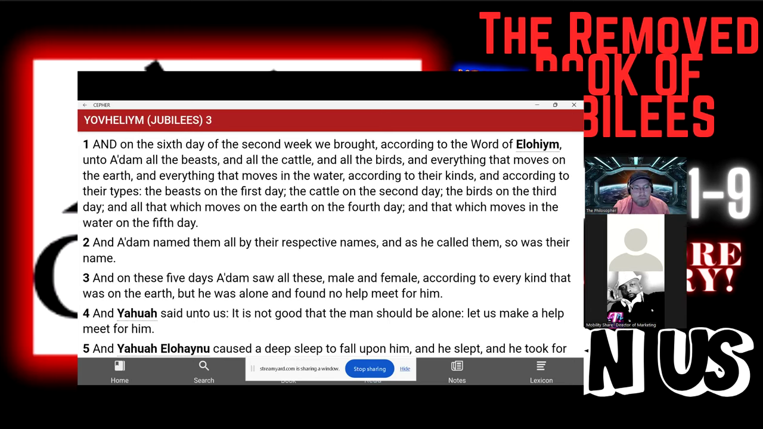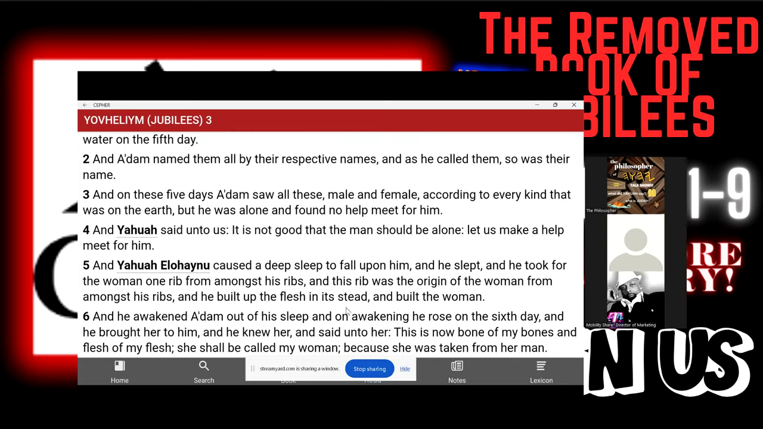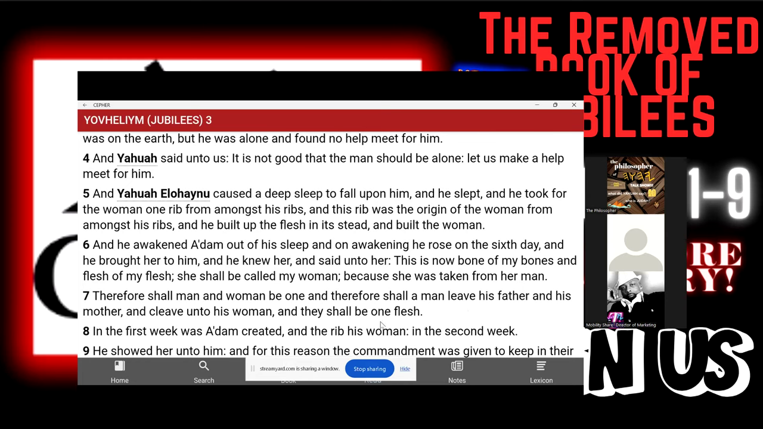And on these five days, Adam saw all these, male and female, according to every kind that was on the earth, but he was alone and found no helpmeet for him. And Yahweh said unto us, it is not good that a man should be alone. Let us make a helpmeet for him. And Yahweh caused a deep sleep to fall upon him, and he slept. And he took for the woman one rib from amongst his ribs, and this rib was the origin of the woman from amongst his ribs. And he built up the flesh in its stead and built the woman. And he awakened Adam out of his sleep. And on the awakening, he rose on the sixth day, and he brought her to him. And he knew her and said unto her, this is now bone of my bones and flesh of my flesh.